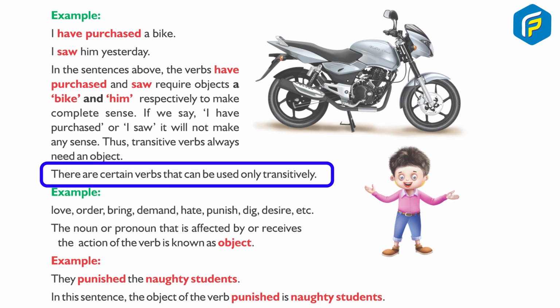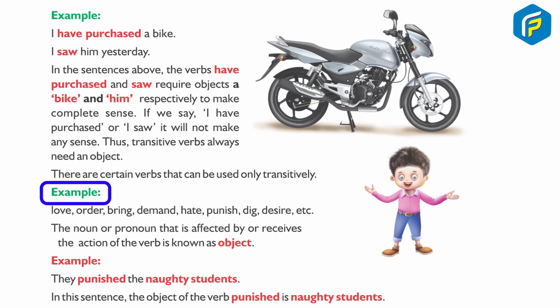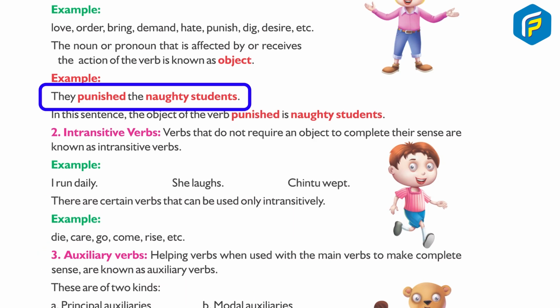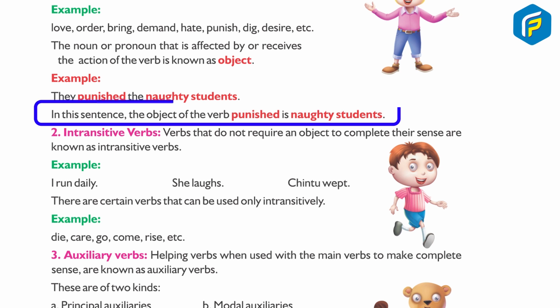There are certain verbs that can be used only transitively. Example: love, order, bring, demand, hate, punish, dig, desire, etc. The noun or pronoun that is affected by or receives the action of the verb is known as the object. Example: They punish the naughty students. In this sentence, the object of the verb punish is naughty students.